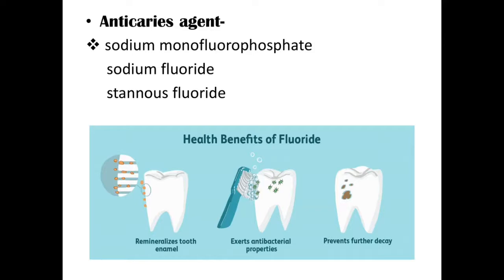Now the anti-caries agent, you can see here there are 3 names: sodium monofluorophosphate, sodium fluoride and stannous fluoride. In all 3, fluoride is common. So what does it do? The fluorine replaces the hydroxy component in hydroxyapatite crystals and forms fluoroapatite, which helps in re-establishment of enamel, provides antibacterial property and prevents the further decay of the tooth.